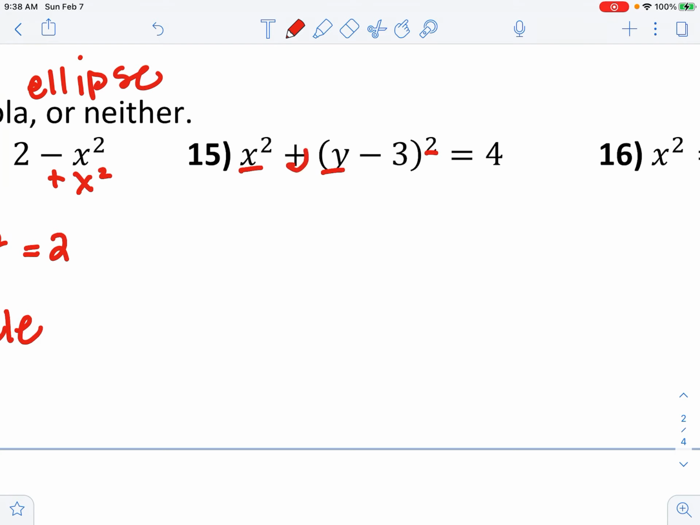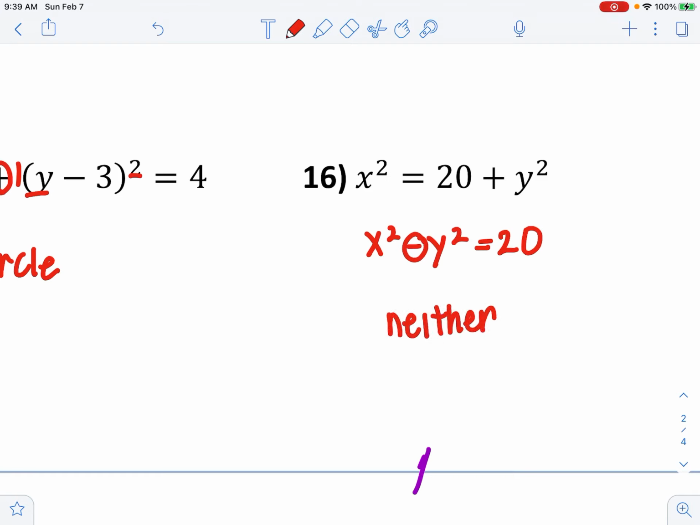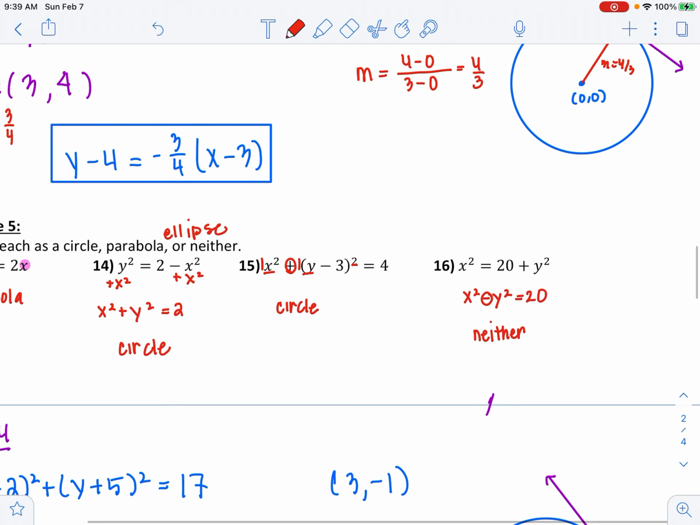X squared, y squared, addition separating. Look at the coefficients on x squared, that's 1. On y squared, that's 1. This is a circle. Last one, x squared and y squared are not on the same side, so let's get them on the same side. X squared, y squared, subtraction separating this. This is automatically neither. All right, well, there were no ellipses. That's why it wasn't in the directions. Never mind. Okay, so that's it for today's notes.